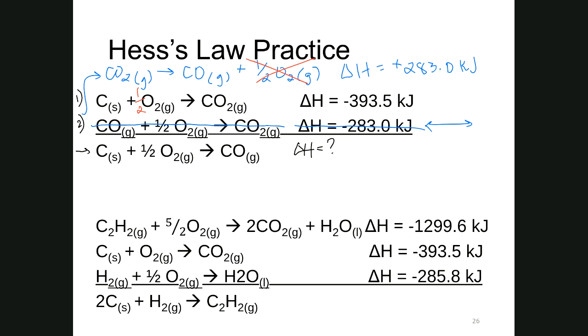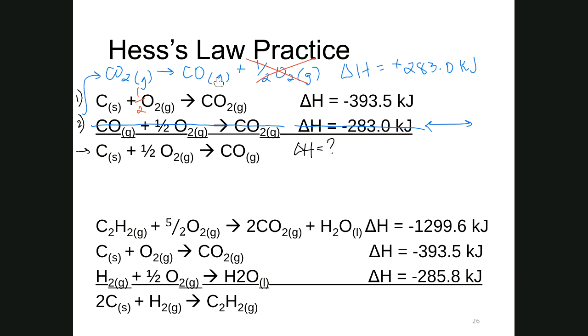Then we look at carbon monoxide. We need 1 carbon monoxide, and we find carbon monoxide here. It's already 1 carbon monoxide. So that's good to go. Nothing extra that we need to do there. Now we need to get rid of any other intermediates.